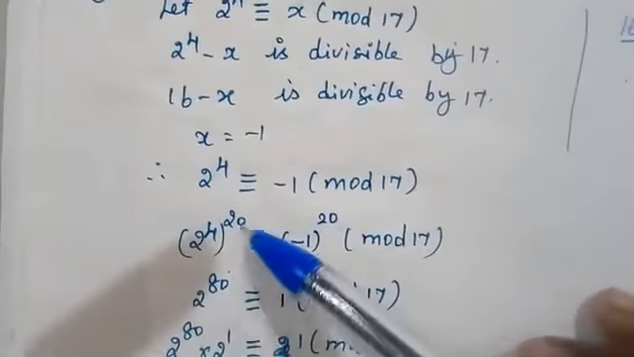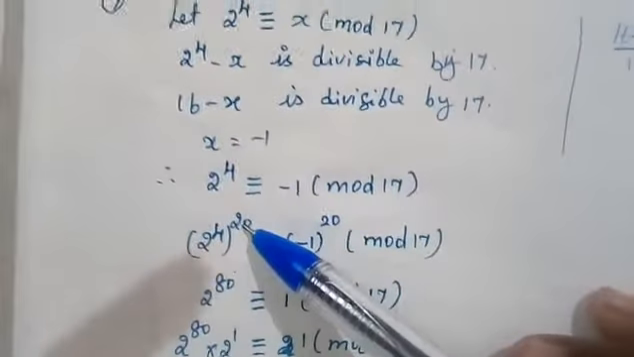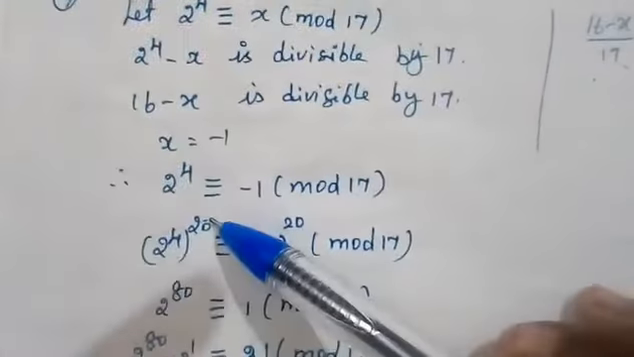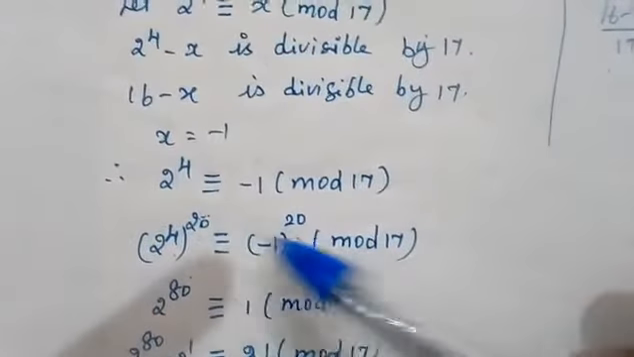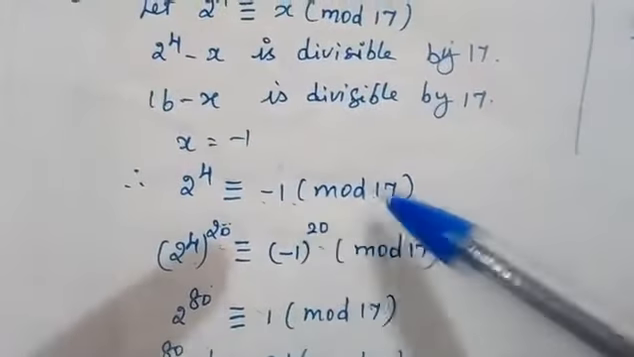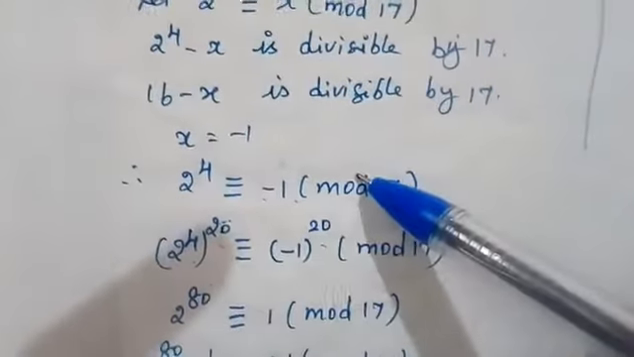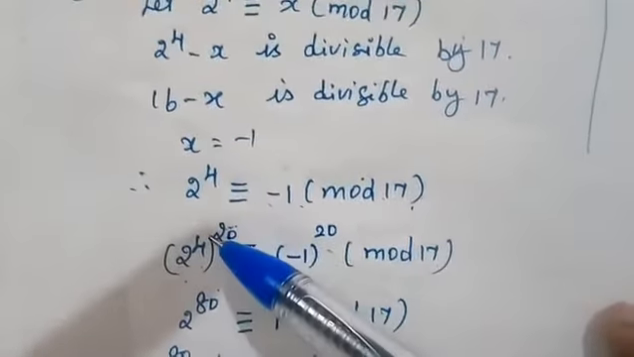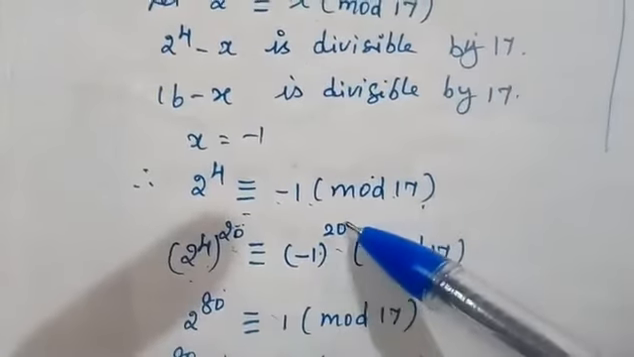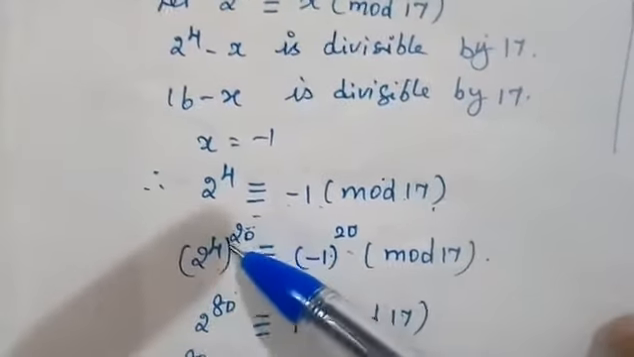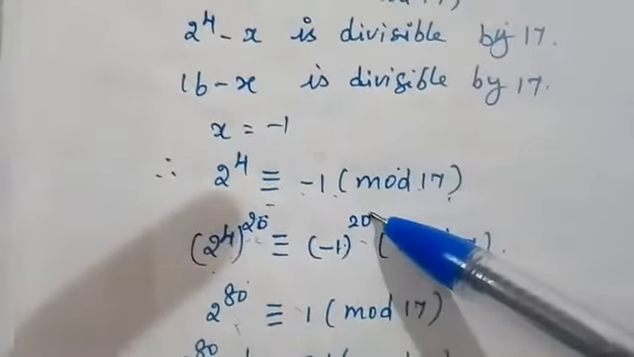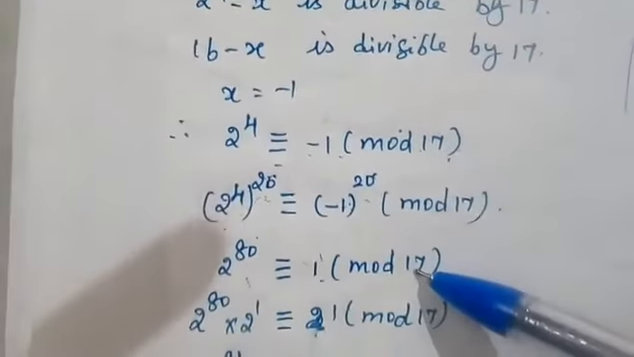Now we need 2 power 81. Since we have power 4, first we find for 80, that is 4 into 20. So we apply whole power 20 on both sides. 2 power 4 is congruent to minus 1 modulo 17. Raising both sides to the power 20, we get 2 power 4 whole power 20 congruent to minus 1 whole power 20 modulo 17. It is a power m whole power n, so multiplying these, 80. Minus 1 to an even power is positive, modulo 17.